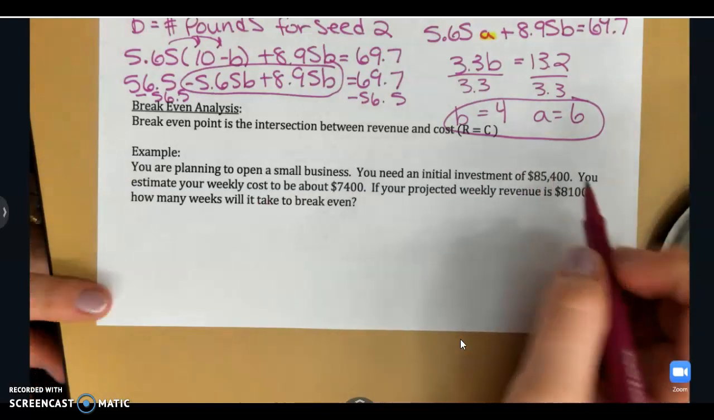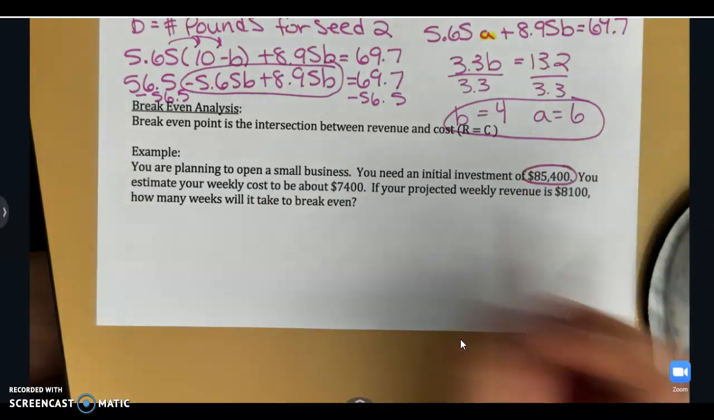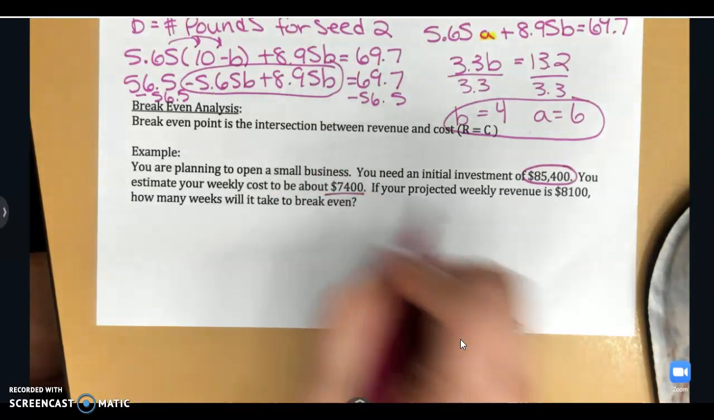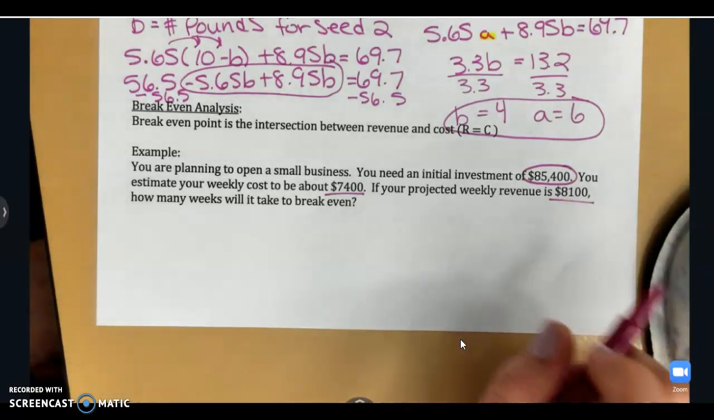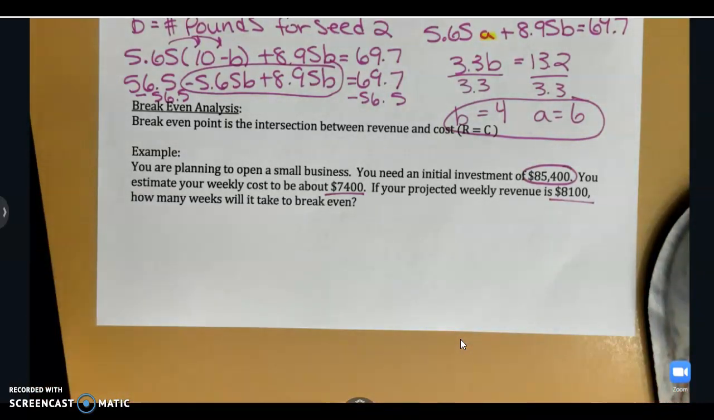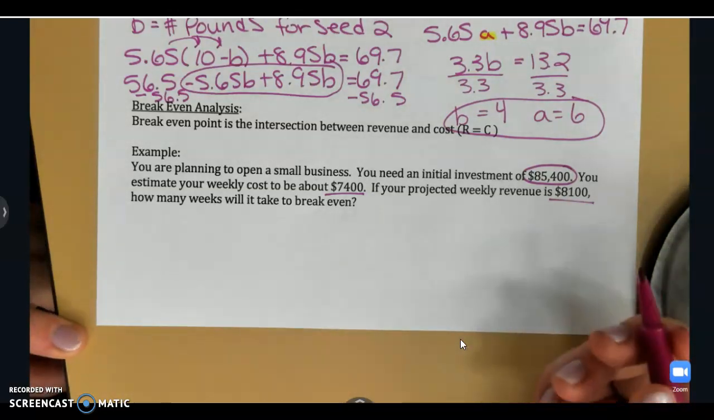My initial investment was $85,400, so that's a fixed cost. And my weekly cost is $7,400. Then my revenue is $8,100 per week. How many weeks will it take to break even? So what we have to first figure out here is what my variable is. What do my expenses and revenue depend on? And that is going to be the number of weeks that I'm open.